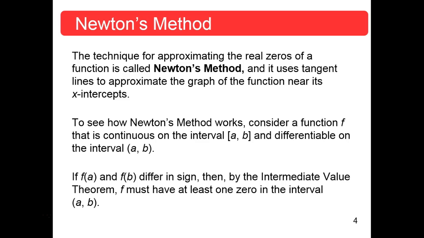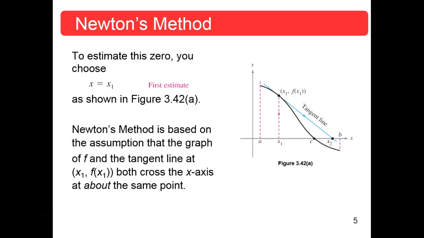To see how Newton's method works, consider a function f that is continuous on the interval from a to b and differentiable on the interval from a to b, but not necessarily at the endpoints. If f of a and f of b differ in sign, and we knew that they did, then by the intermediate value theorem, you know there has to be at least one zero in the interval. If it's a continuous function and it's negative here and positive there, it's got to cross somewhere. It may cross a dozen times, but it's going to cross at least once. To estimate that zero, you choose a value fairly close to it.